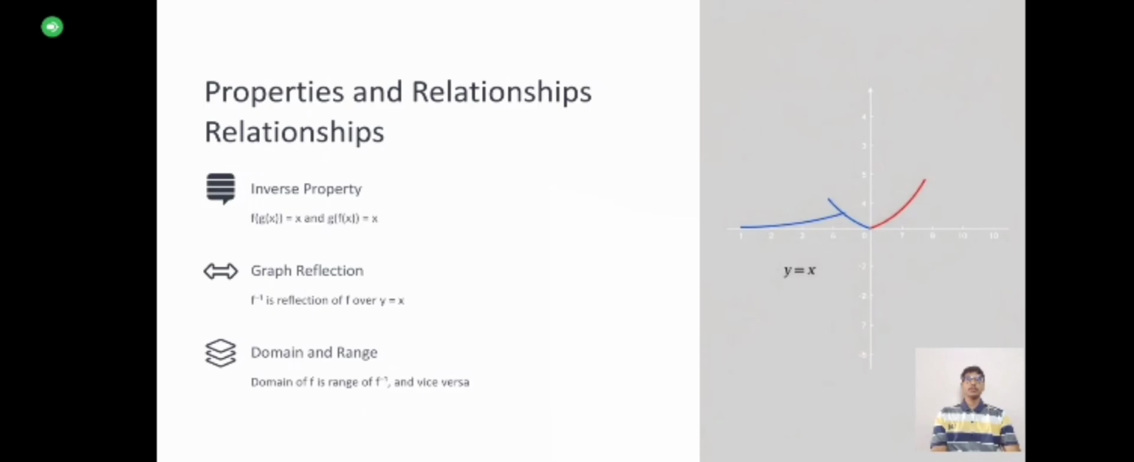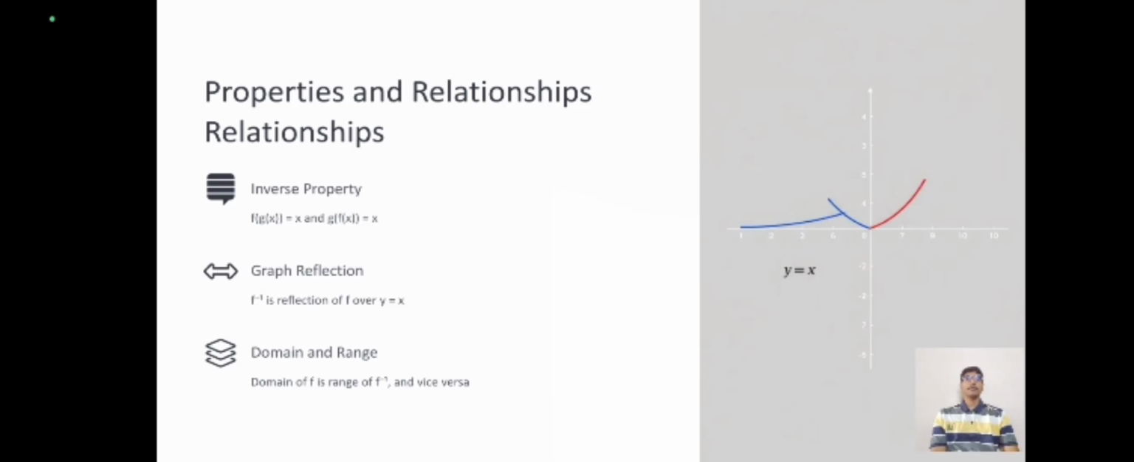And finally, let's look at some deeper properties and relationships between functions and their inverses. The first one is the inverse property. If f and g are inverses of each other, then f of g of x gives x, and g of f of x gives x. This is a great test to confirm two functions are true inverses.